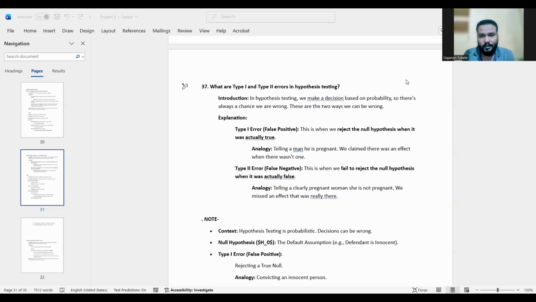So in the courtroom, this is convicting an innocent person. The jury looks at the evidence, they decide guilty, but they were wrong. They found an effect, guilt, where there wasn't one. Second is type 2 error.